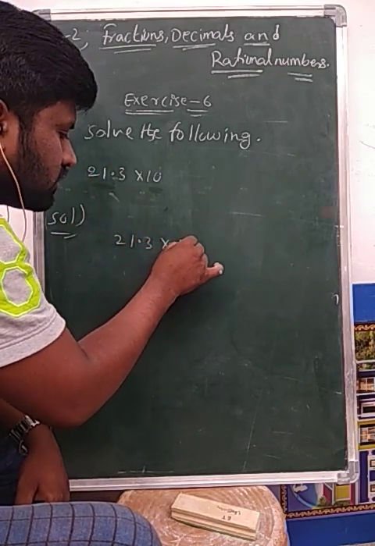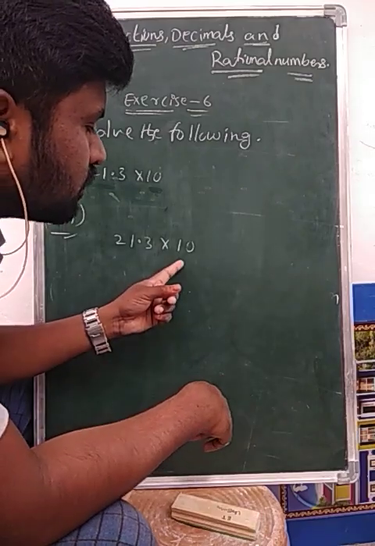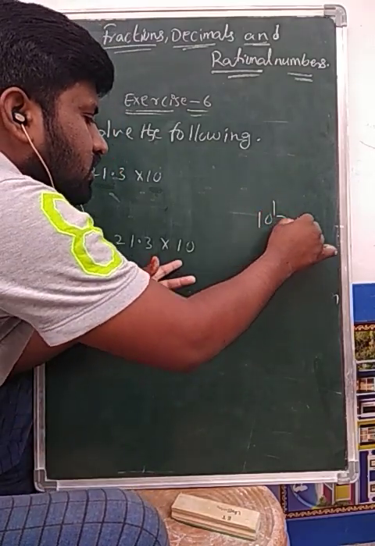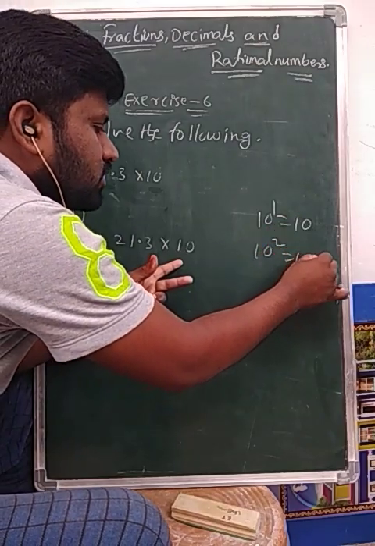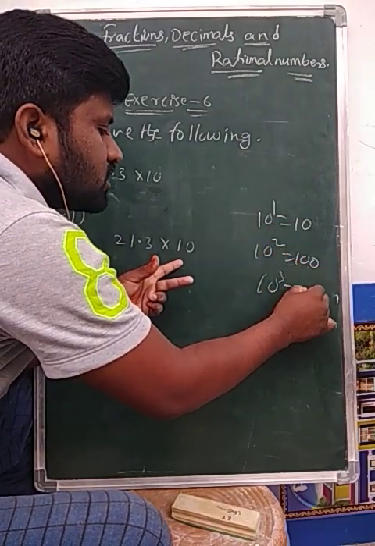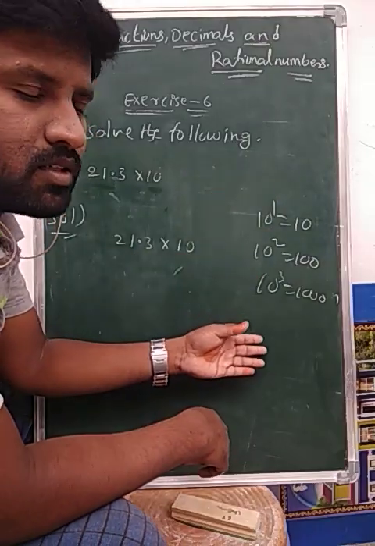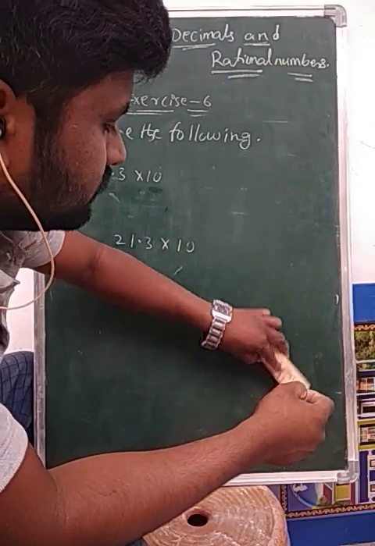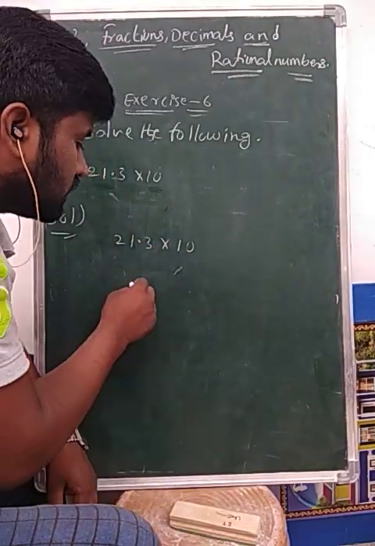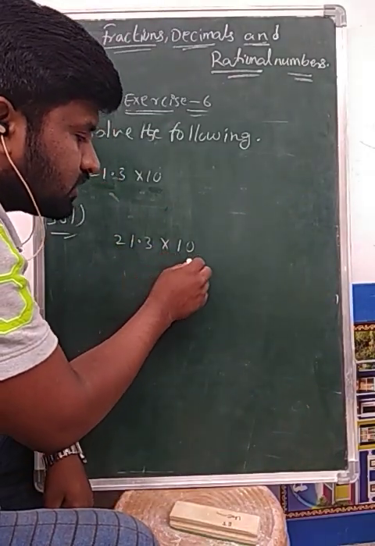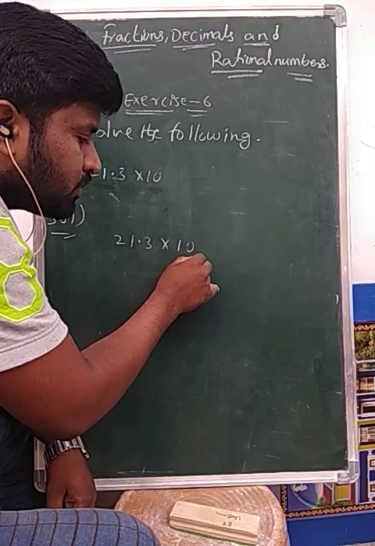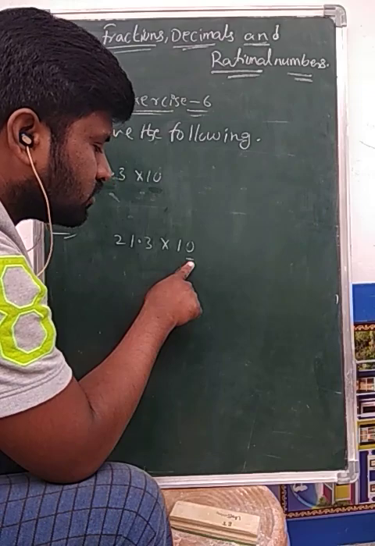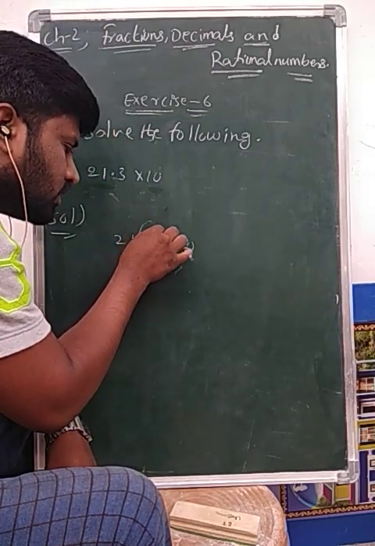21.3 into 10. What is the multiplier? The multiplier is a power of 10. Power of 10 means 10 power 1 is 10, 10 power 2 is 100, 10 power 3 is 1000, like this. Is it clear? These are the powers of 10 and so on. Now, 21.3 into 10. How many zeros are there in the multiplier? There is one zero, yes or no? That's why the point jumps to the right side by 1 place.